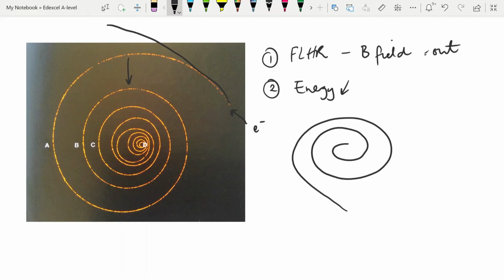What would happen if it's a neutron rather than an electron or proton? Well, you'd see no track at all, because remember, the track here is due to ionization, and neutrons do not ionize.